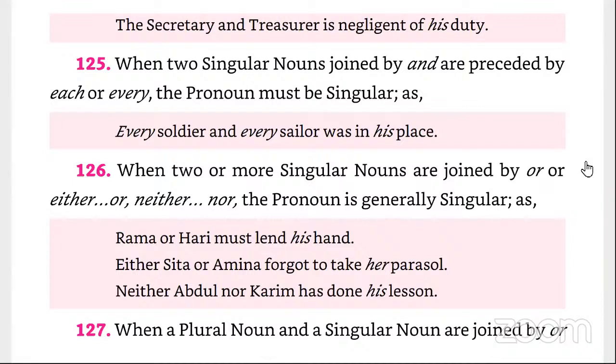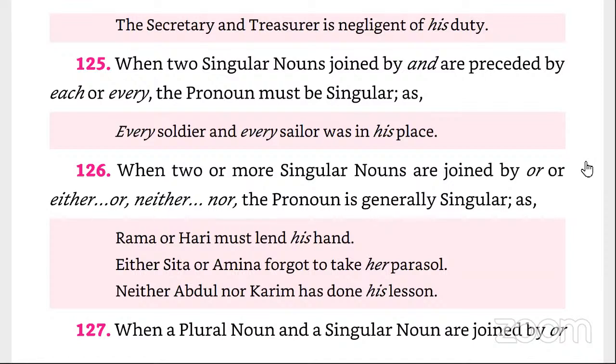Okay. If the nouns are singular and they are preceded by each and every, the verb and pronoun must be singular. For example, every soldier and every sailor was in his place. Even though I have joined two words here, every soldier, every sailor, joined together by and, however, it refers to singularity.